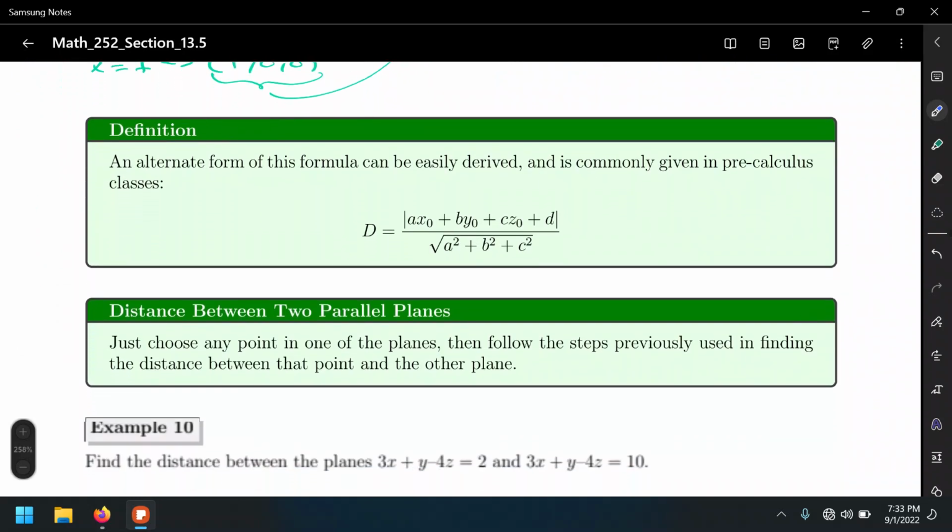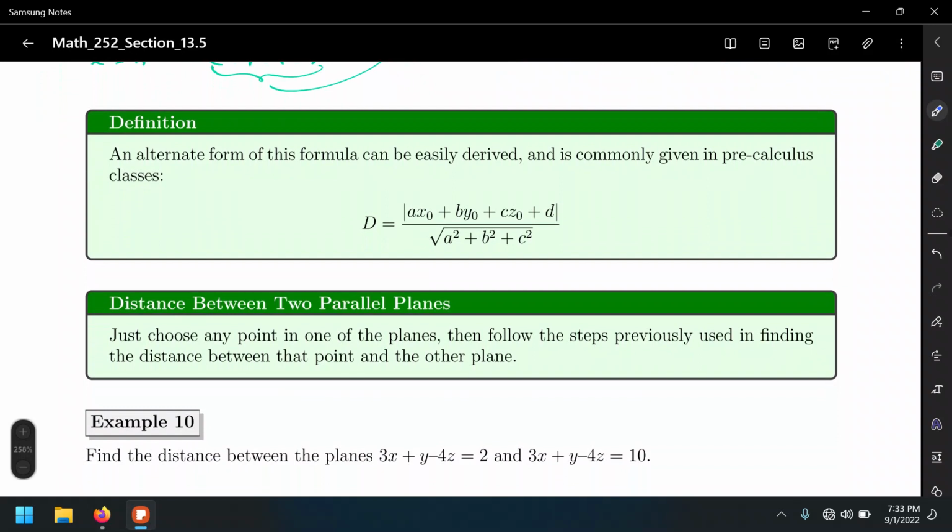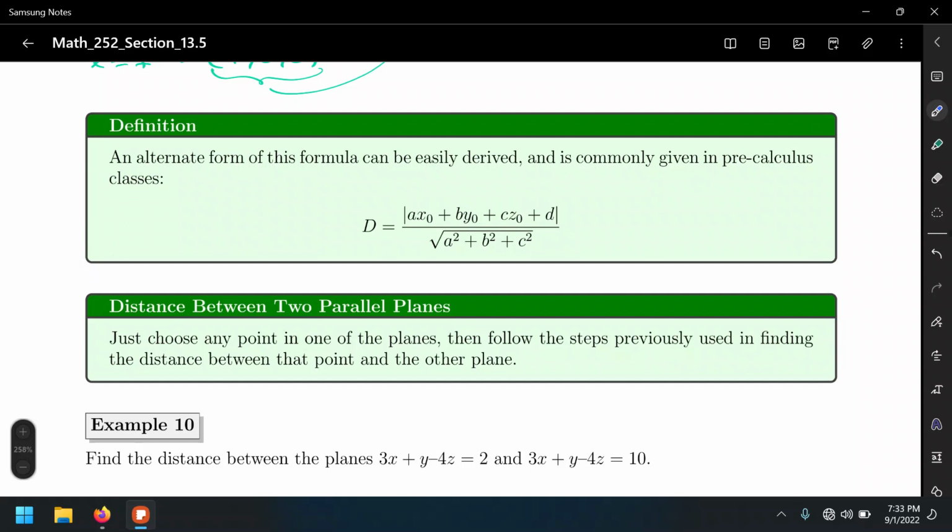So there is an alternative way to find the distance between a plane and a point. This formula is typically taught in a pre-calculus course. If you did it, that's fine. If you didn't do it, that's fine as well. So if we write the equation of the plane in this form, we substitute the x, the y, and the z of the initial point that we choose from the plane. Take the absolute value of that number and divide by the square root of a squared plus b squared plus c squared, which is really the magnitude of the vector, isn't it? So either way, it's fine.